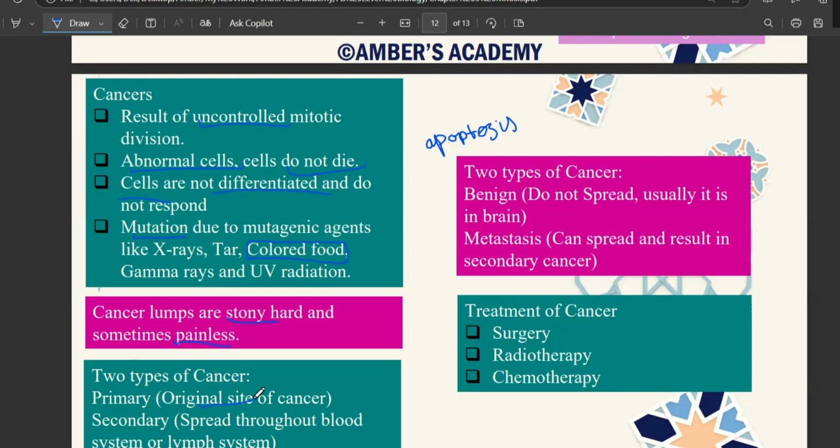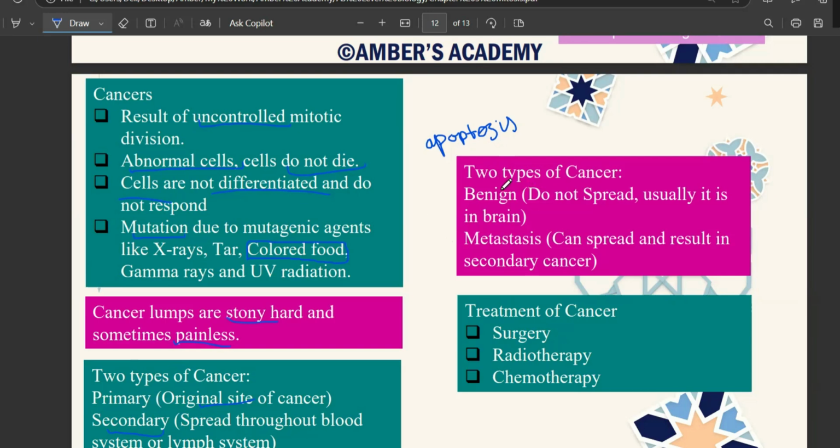But cancers do have this tendency to spread. So if the cancer has spread and it has moved from liver to the entire body, then we'll say that the cancer is now secondary. So secondary means that it has spread throughout the blood system or lymphatic system. And so these are the two types of cancer which describe the location.